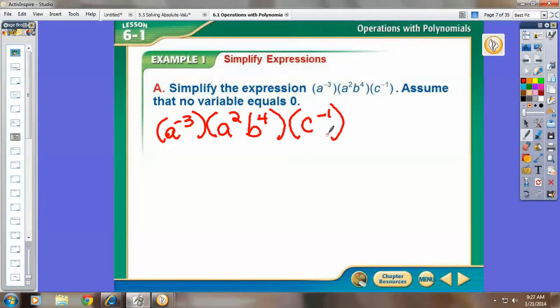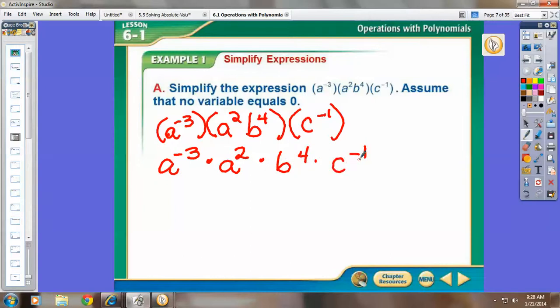Thoughts? What are we going to do? What operation are we doing amongst all of these variables? Multiplication. Okay. Multiplication is commutative, right? Yes. I'm going to rewrite this without all these parentheses. I'm going to write it as a to the negative 3 times a squared times b to the 4th times c to the negative 1.